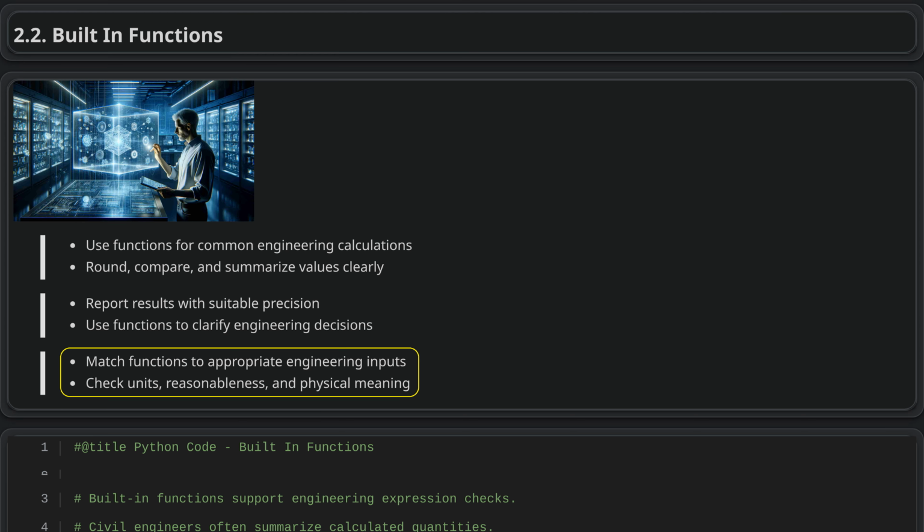To use built-in functions well, engineers must know what inputs they expect and what outputs they produce. This matters in civil engineering because quantities like length, area, and force have specific meanings and units. Functions can speed up calculations, but results are only useful when the data is consistent, the units match, and the output is interpreted in the right engineering context.